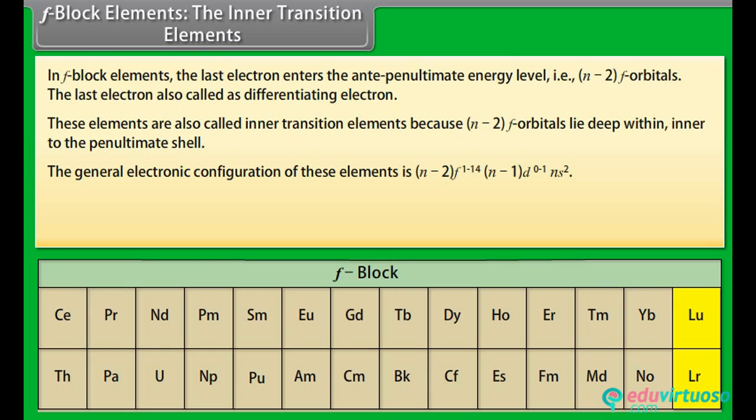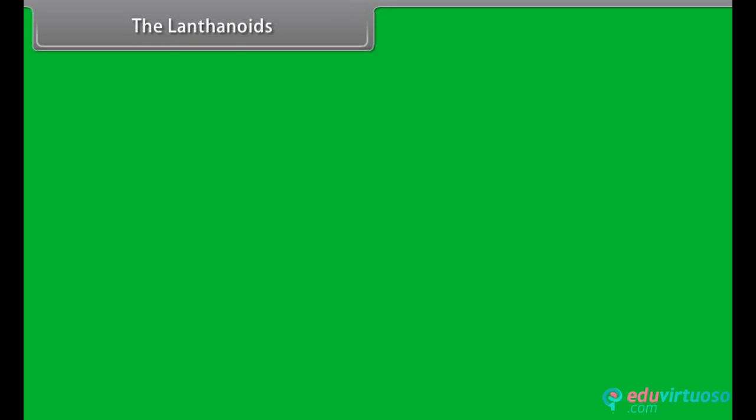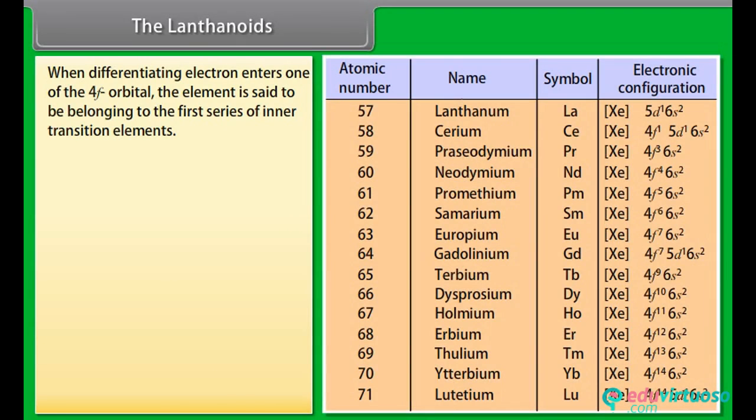The general electronic configuration of these elements is (n-2)f1 to 14, (n-1)d0 to 1, ns2. The inner transition elements have been divided into two series, lanthanoids and actinoids, depending upon whether the differentiating electron enters a 4f orbital or a 5f orbital. The lanthanoids. When differentiating electron enters one of the 4f orbitals, the element is said to belong to the first series of inner transition elements.